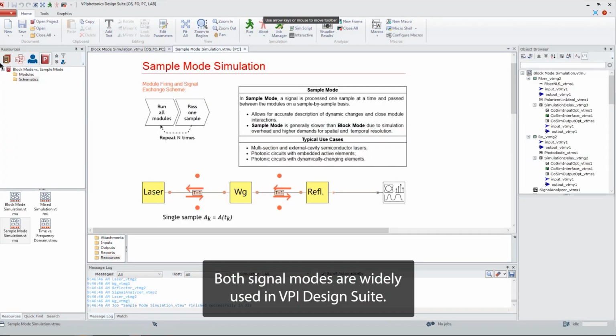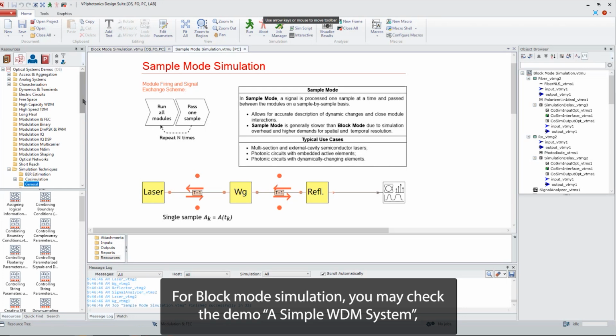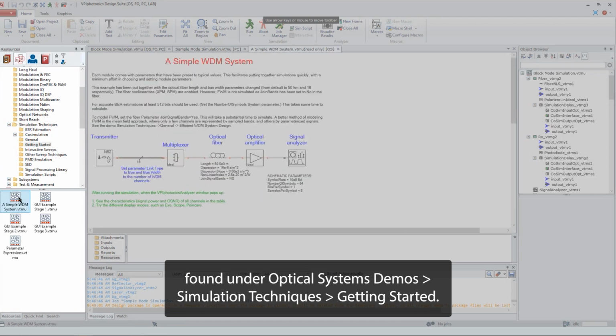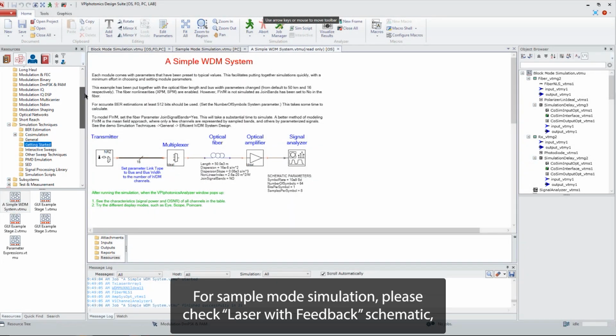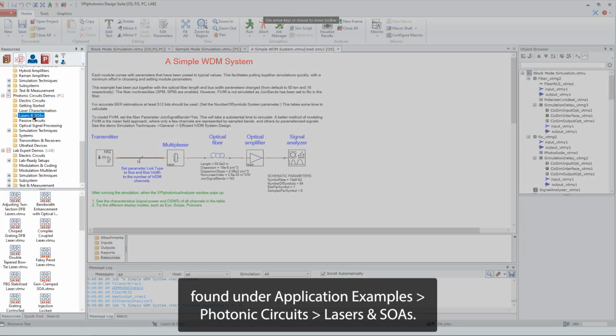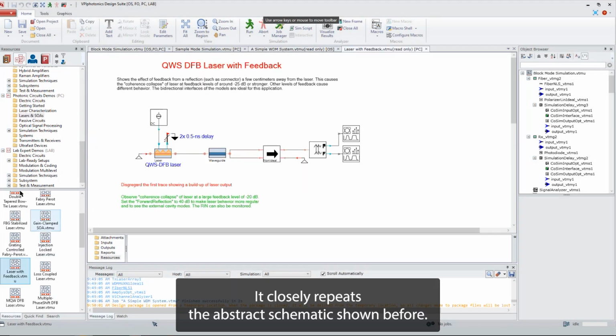Both signal modes are widely used in VPI Design Suite. For block mode simulation, you may check the demo A Simple WDM System found under Optical Systems Demos, Simulation Techniques, Getting Started. For sample mode simulation, please check Laser with Feedback Schematic, found under Application Examples, Photonic Circuits, Lasers, and SOAs. It closely repeats the abstract schematic shown before.